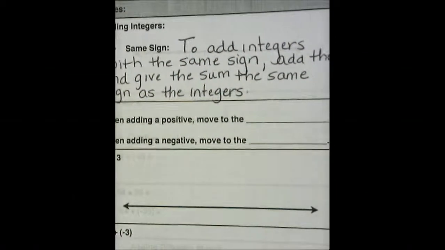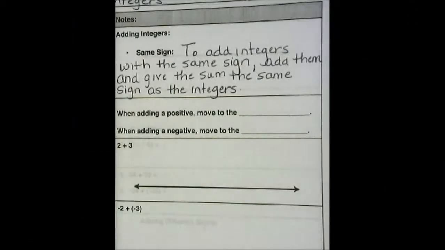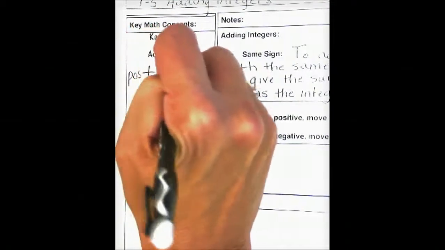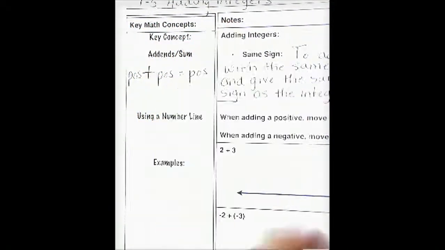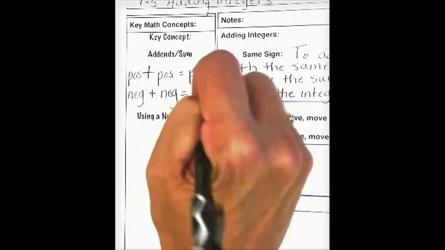Remember, if you need to slow down in order to get all the notes, just pause the video for a minute or two, take the notes, and then come back to listen so that you make sure you're also listening to the lesson. So to add integers with the same sign, add them and give the sum the same sign as the integers. So when you're adding two positives, you're going to get a positive answer. And when you add two negatives, you're going to get a negative answer. So a positive plus a positive equals a positive, and a negative plus a negative equals a negative.